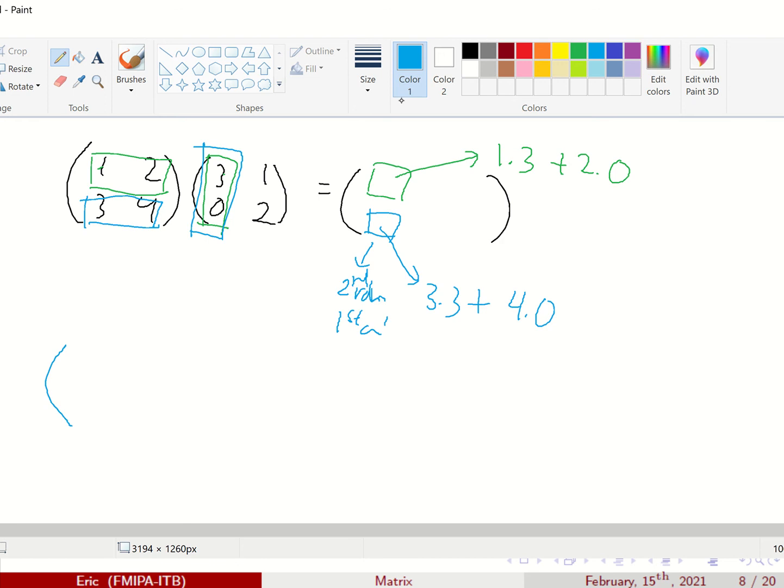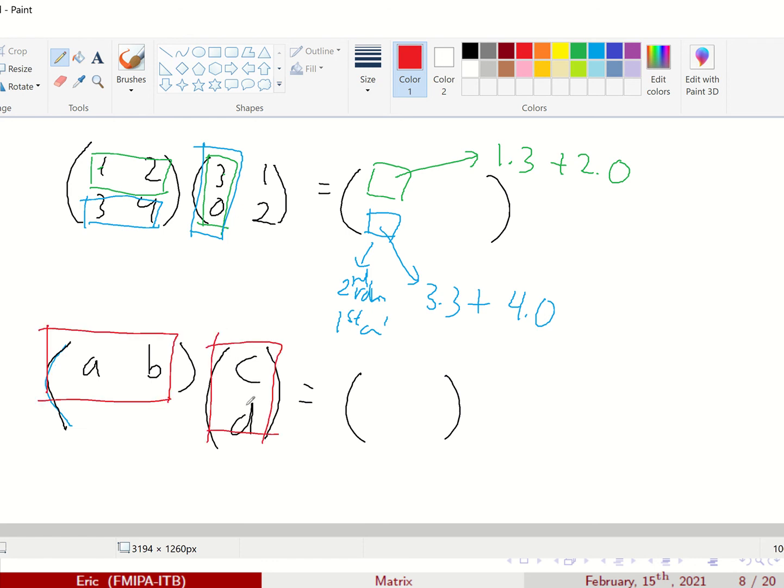So if I have A, B, C, D, what is the size of the multiplication of the matrix? Don't forget, you can have just this times this. So you can just have one row, one column. So you have AC plus BD. Okay, because it just contains one row and one column.